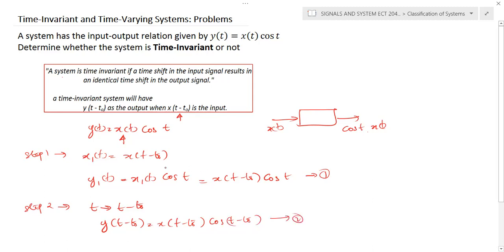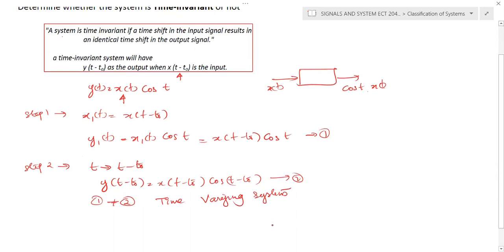So the concept is different. In the first step, we are applying a shifted version of the input. Input means only x of t, not t. In the second case, we are shifting the entire signal. So we will replace each t with t minus t0. So this is the second part. And if you compare these two, equation 1 and 2, they are not equal. So we can call it a time varying system.